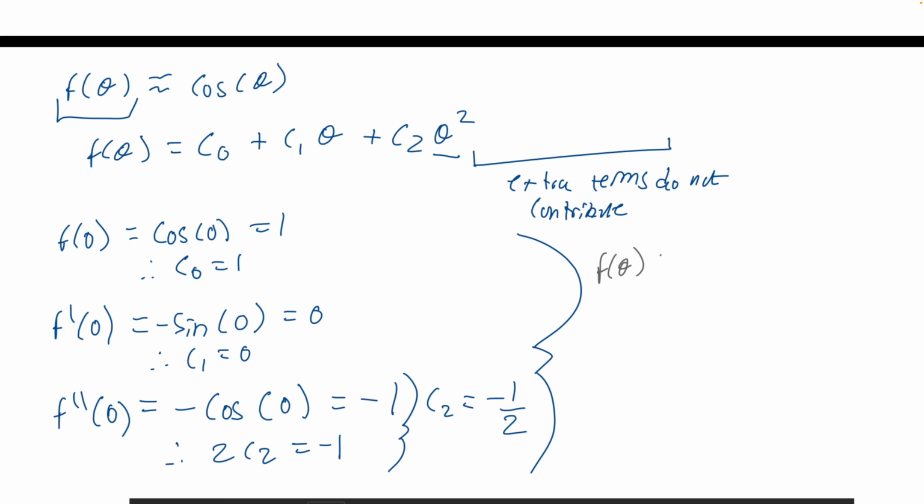So f of theta is equal to the c0 term, which is 1, plus our c1 term, which is 0, minus our c2 term, which is minus a half beta squared. This is just ignored, and we're left with 1 minus beta squared, which is exactly the same as we had before with our geometric interpretation.